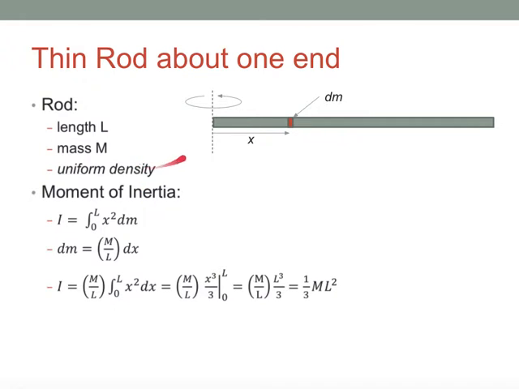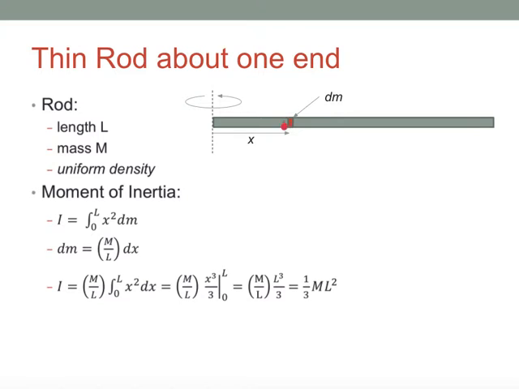So let's consider one example where we have a thin rod that is about one end. And the rod will be very thin, so the thickness right here is very small compared to its overall length. It'll have a length L, a total mass M. The density, we will assume, will be uniform throughout its entire length. So the moment of inertia is the integral of x squared dm, where x is the distance from the axis of rotation.